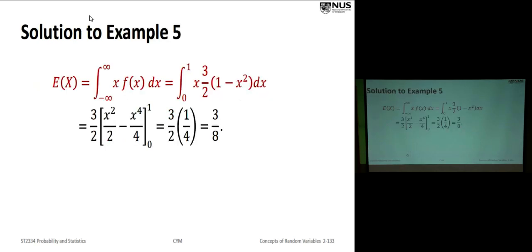The expected value of x is x times the density function integrated over all possible values. That's x times the density function, which is only defined on 0 to 1, and 0 otherwise. So then I'm just computing this integral. I can take 3 over 2 outside the integral, and I'm integrating x squared minus x to the 3, and that indefinite integral is x cubed over 3 minus x to the 4 over 4. If I put 1 in here, I'll get 1 over 4 times 3 over 2, and 0 doesn't matter. So 3 over 8 is the expectation. We have already seen that calculation today, so hopefully there was no shock there.